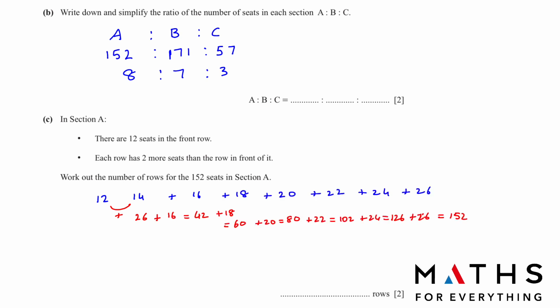Whatever number we add, 12 plus 14, 26. 26 plus 16, 42. 42 plus 18, 60. 60 plus 20, 80. 80 plus 22, like that till 152. So how many rows are there? 1, 2, 3, 4, 5, 6, 7, 8. 8 rows. I hope you understood.